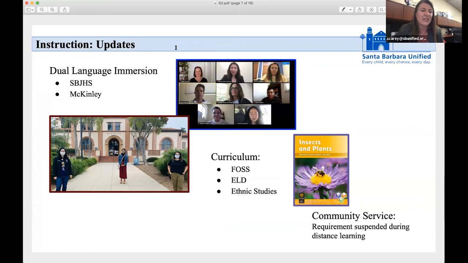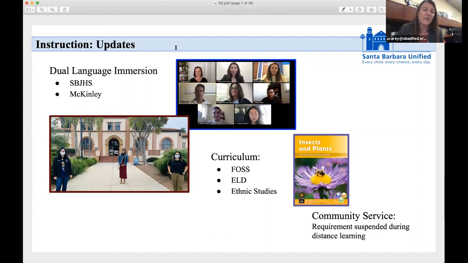and bring together the staff and families associated with DLI at Santa Barbara Junior High. At McKinley School, using a new meta-aligned interview process, that effort yielded three new hires that are highly qualified instructors for serving in a DLI model. And that program, again, as a reminder, is slated to start in fall 2021, so next school year. And we are positioning ourselves very well to do that with highly qualified staff.